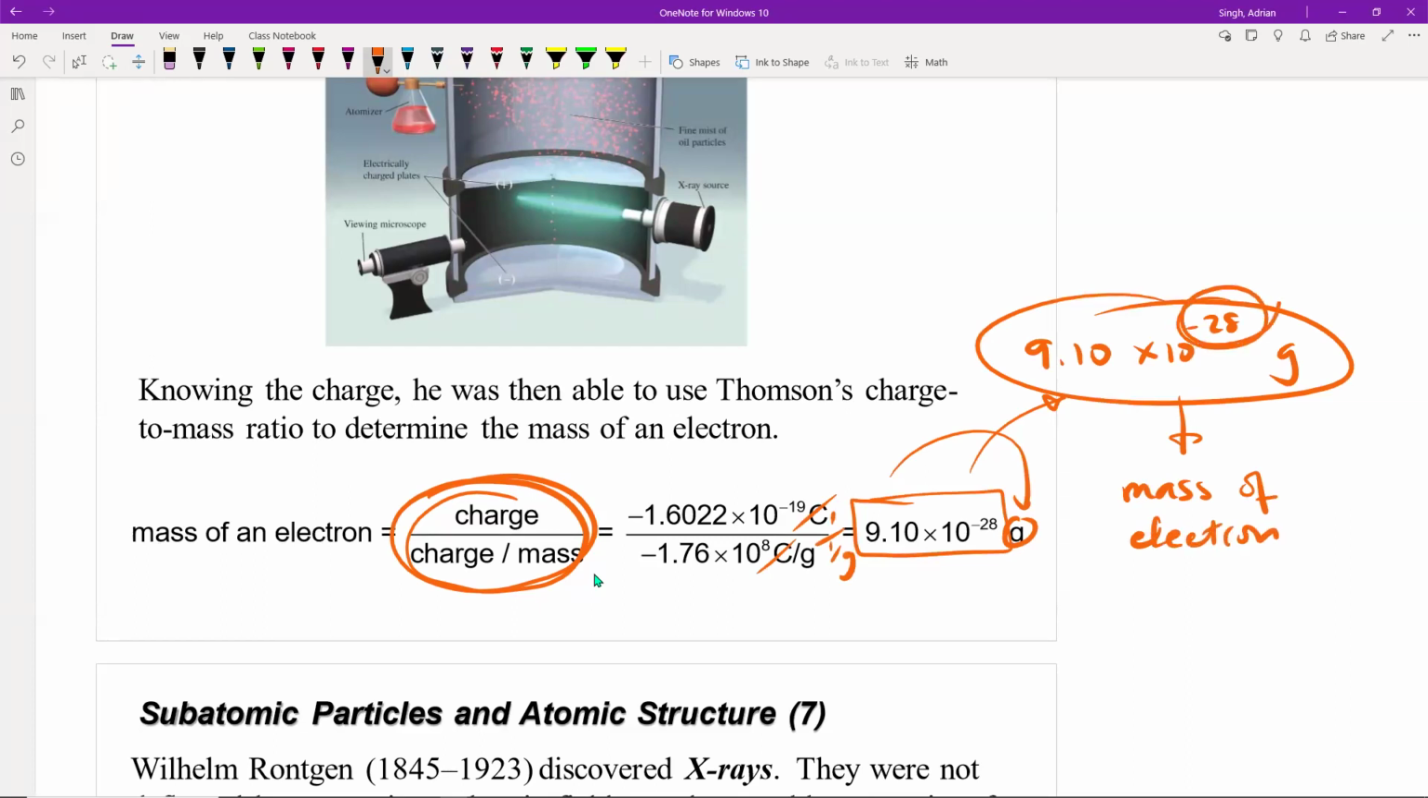Very, very, very small, but there's a mass associated with it. And that electron, again, as they found earlier, was emanating from pretty much every sample of matter they would put in that cathode ray tube. So it was present in everything.